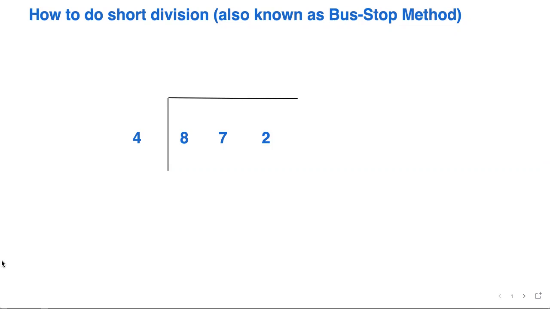Today, our task is to find out how to do short division, which is also known as bus stop method. So before we go ahead and answer our questions for today, first we must understand what these numbers are and what they are referred to or known as in school. So the number on the inside is known as the dividend. The number on the outside is known as the divisor.